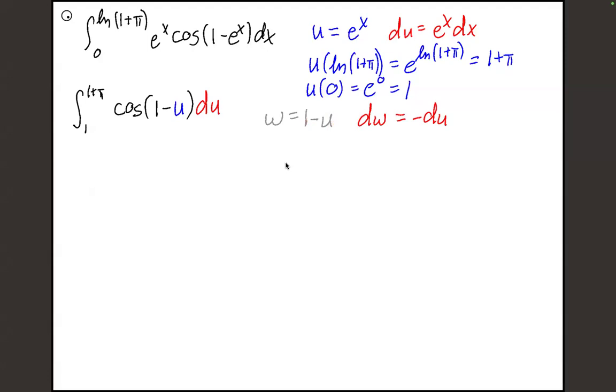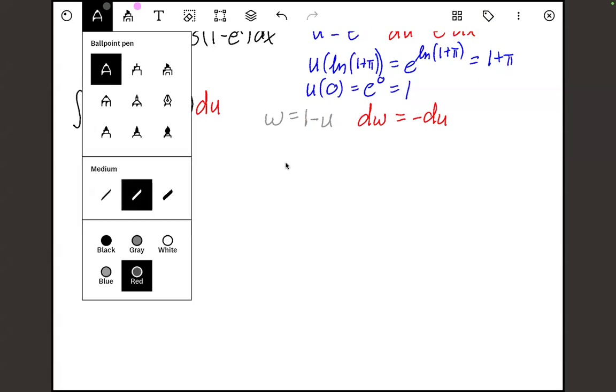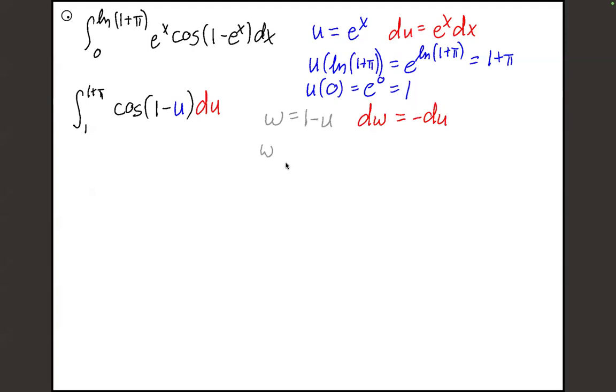Okay, and then we can rewrite the bounds in terms of W now. So we would have W of 1 plus pi is going to equal 1 minus 1 plus pi, that quantity, right? We distribute this. So it is going to equal minus pi. And then we have W of 1 is going to equal 1 minus 1, which equals 0.